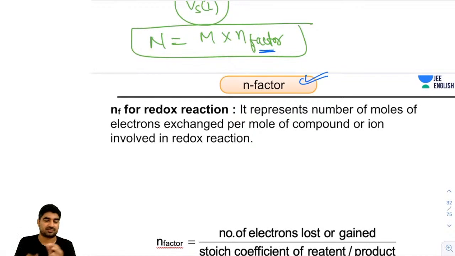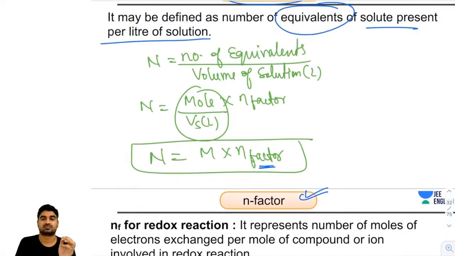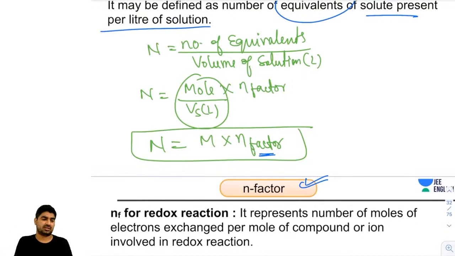What is n factor? Can any of you tell me the n factor? How many of you know about the n factor?